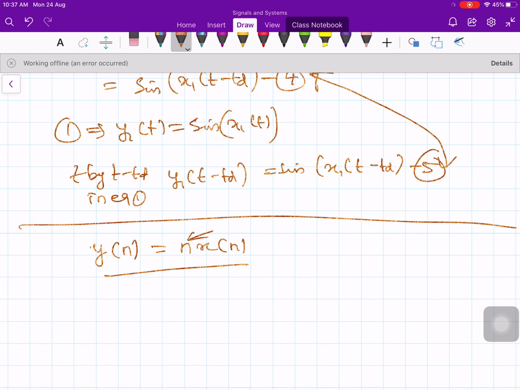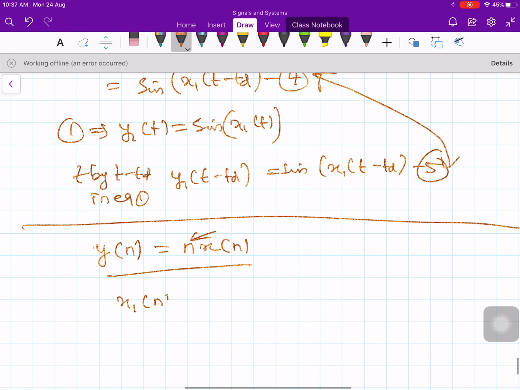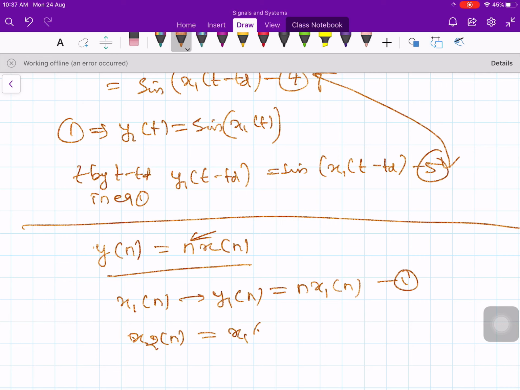Okay, so this is a time varying system. It can be verified very easily through the same procedure we used in the previous case. Take x1 of n, it gives rise to y1 of n, and y1 of n is equal to n times x1 of n. Let's say this is equation 1. Then define x2 of n, which is a delayed version of x1 of n, so n minus, let's say, some n suffix 0.